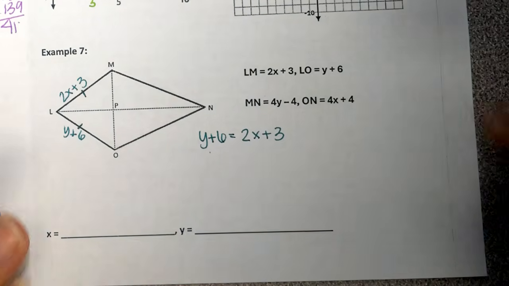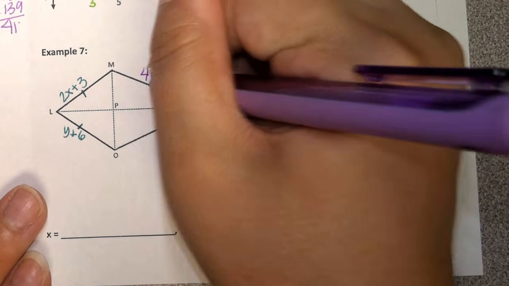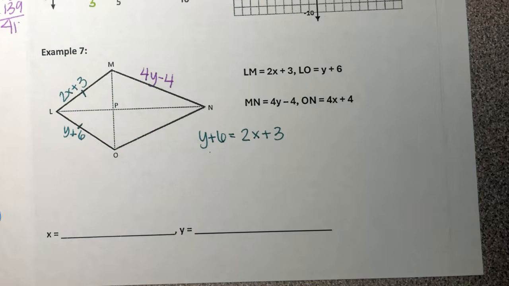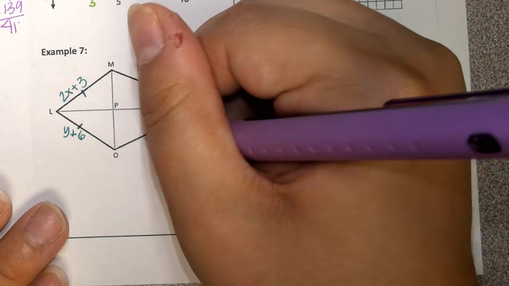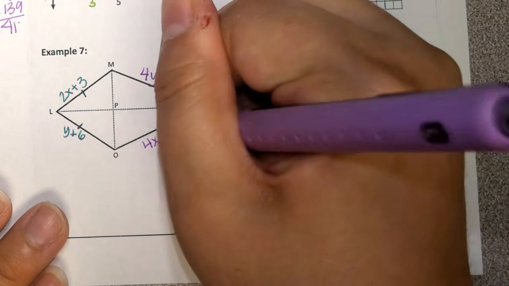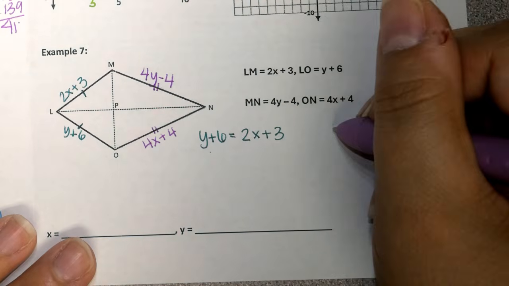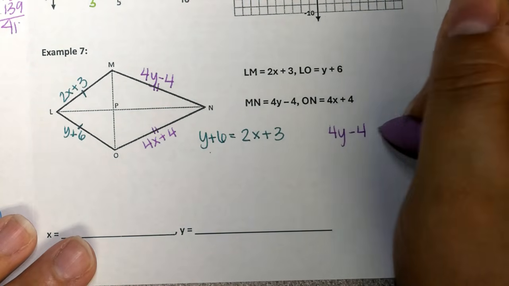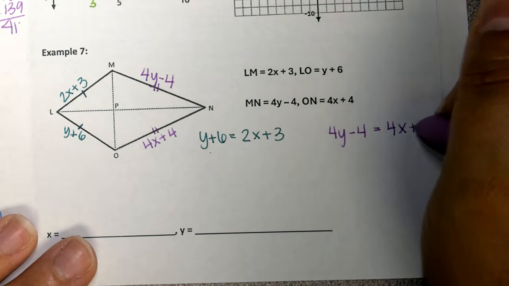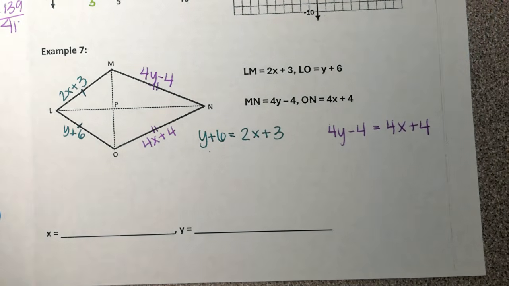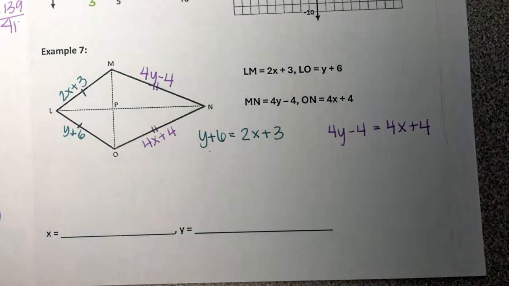What do I know about MN? 4y minus 4. And ON is 4x plus 4. What do I know about these two? They equal each other as well. So 4y minus 4 equals 4x plus 4. You have a system.